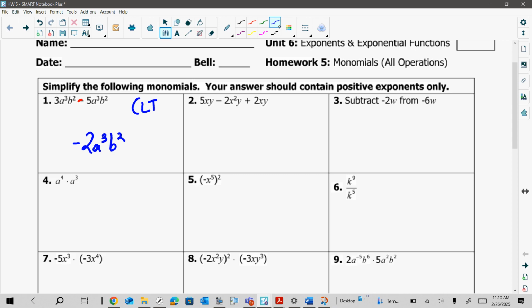Combine like terms. Who are the like terms? You're right. 5xy and 2xy. Yes, right here. The 5xy minus 2x to the power 2. 7xy minus 2x squared.